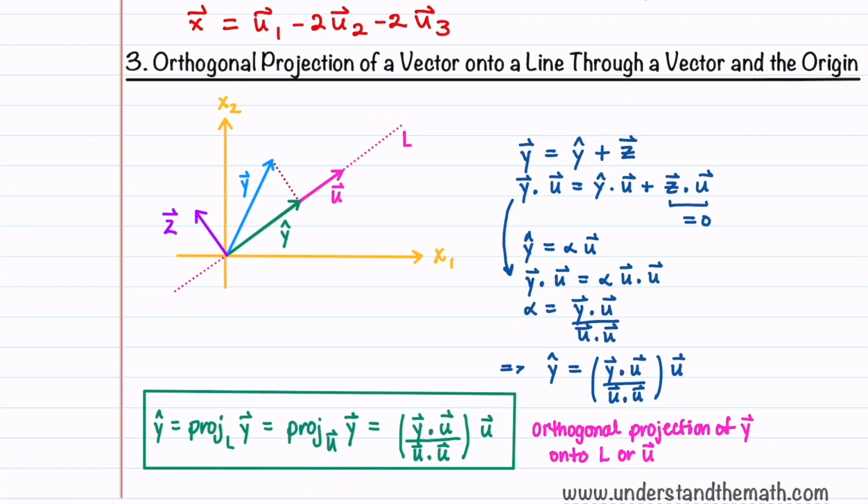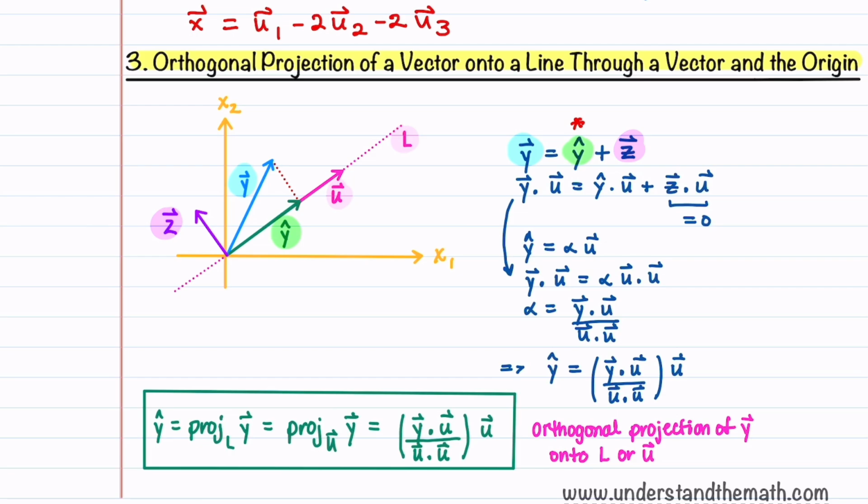Let's now learn how to compute the orthogonal projection of a vector onto a line through a vector and the origin. We're going to project vector y onto vector u and label the line through this vector u and the origin as line L. We're going to call the projection of vector y onto vector u and line L y hat, and then we're also going to create a vector z that's orthogonal to y hat. If we add these vectors up, we can see that we can write vector y as vector y hat plus vector z. Y hat is the vector that we want to find.